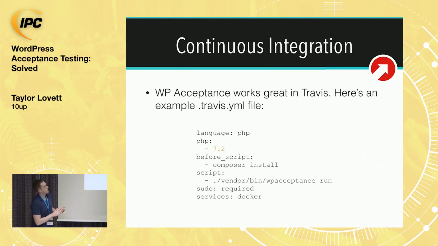As I've said, WP Acceptance works great with continuous integration. We use it with Travis. We use it with GitLab a lot. There are some internals inside the code of WP Acceptance that make it work well with GitLab. Here's an example Travis CI file. It's very simple. We're just running composer install. We're making sure that Docker is running because WP Acceptance runs on Docker. And then we're calling WP Acceptance run in Travis. Very simple.